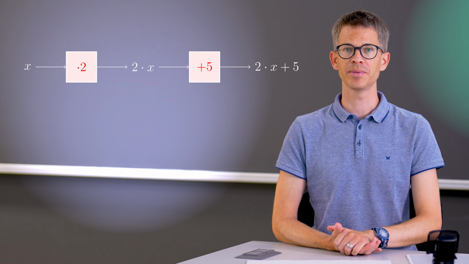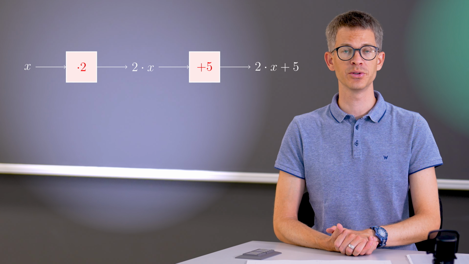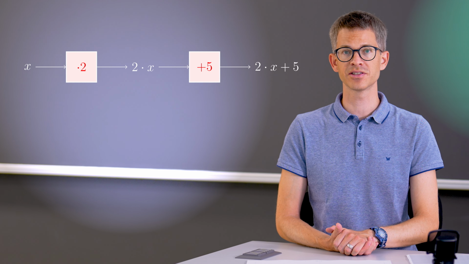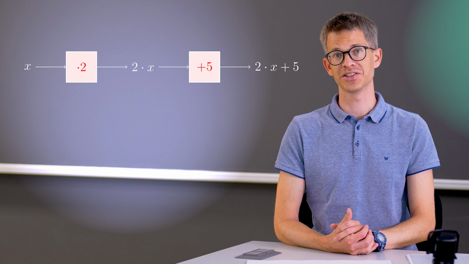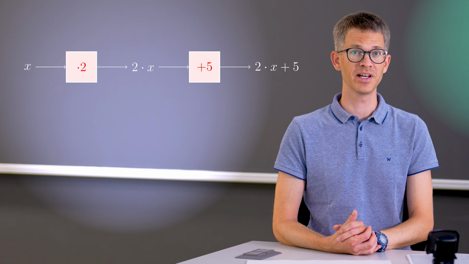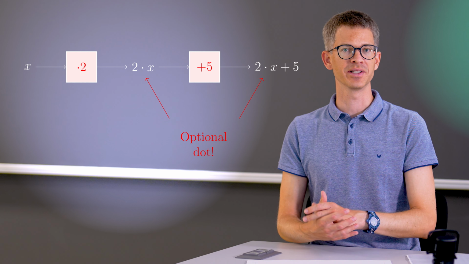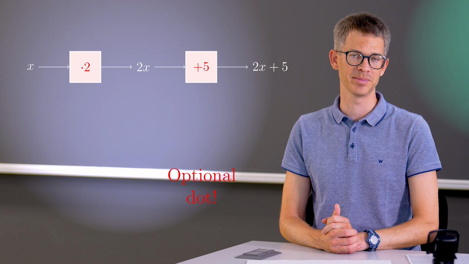If the input is a real number of choice, denoted by the variable x, the multiplication by 2 gives 2 times x, and the subsequent addition of 5 results in 2x plus 5. Note that multiplication goes before addition. Therefore, we do not need brackets here. Note that the multiplication symbol between a number and a variable can be dropped.